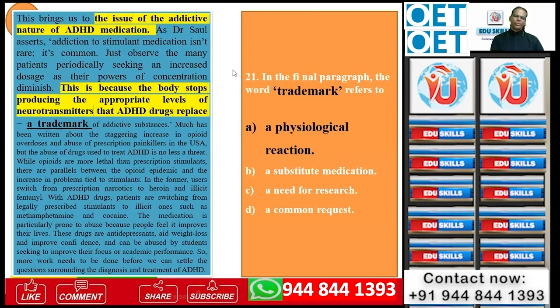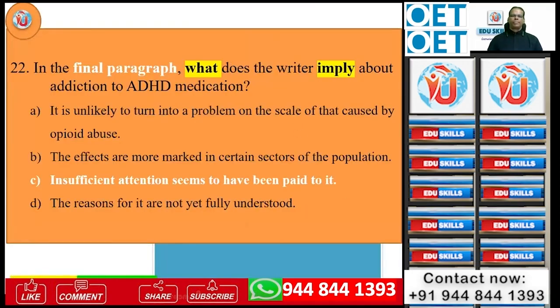So again, this is a lexical question. That's what I said, you have two lexical questions. Clearly speaking, the answer is just before that particular question. And the last one. In the final paragraph, what does the writer imply about addiction to ADHD medication? First, it is unlikely to turn into a problem on the scale of that caused by opioid abuse. Second, the effects are more marked in certain sectors of the population. Third, insufficient attention seems to have been paid to it. Fourth, the reasons for it are not yet fully understood.